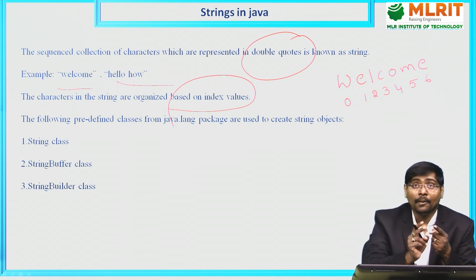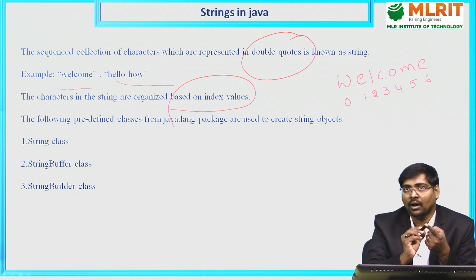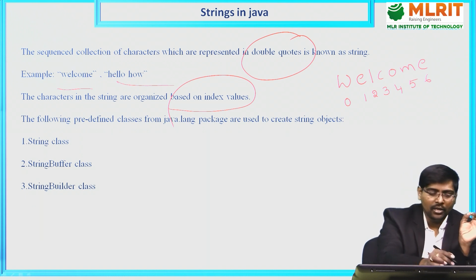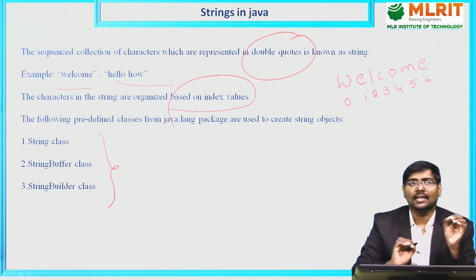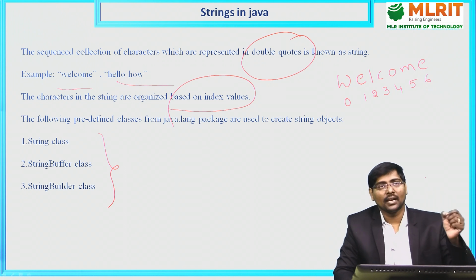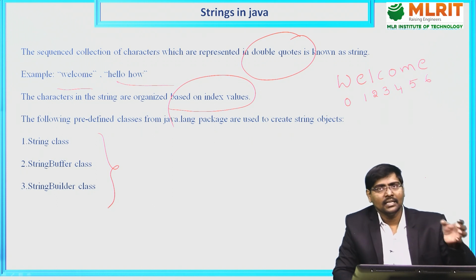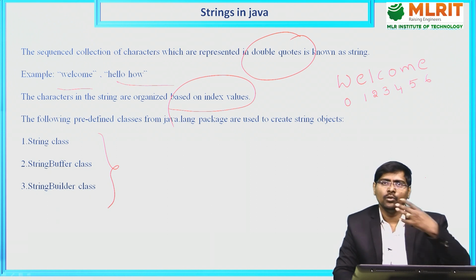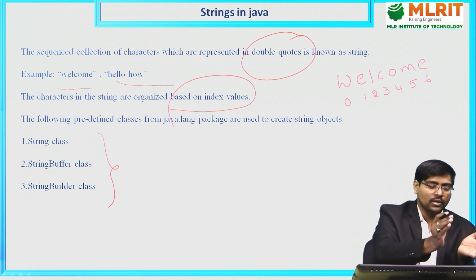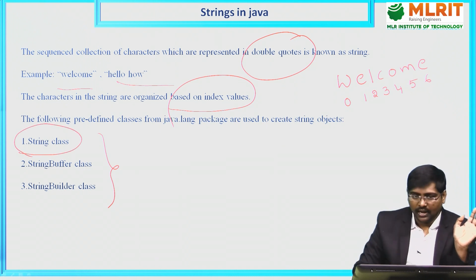Remember, string is not a primitive data type in Java. In Java, a string object is created by using three predefined classes. These are the three classes: String class, StringBuffer class, or StringBuilder class. By using any one of the classes, you create a string object. You can use any one depending upon your requirement. I will explain in which situation you use which class. But first, coming to the String class.